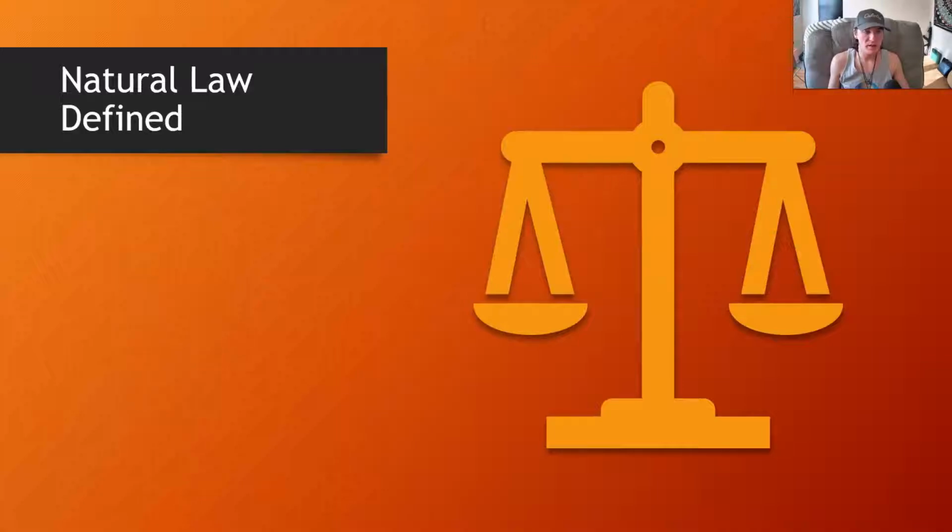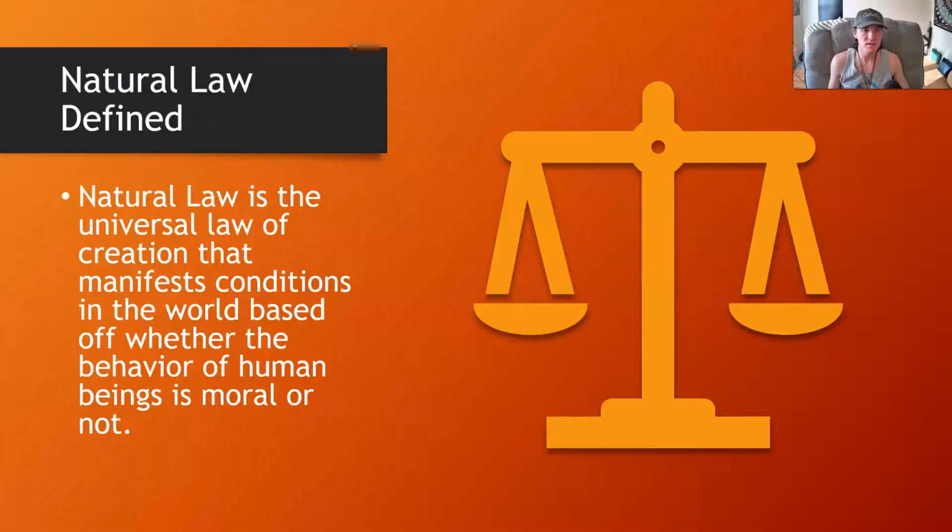So now that we know what I'm referring to when I say natural law, the next thing to do is to define what it actually means. Natural law is the universal law of creation that manifests conditions in the world based off whether the behavior of human beings is moral or not. So, pretty simple, right? It's a universal law.